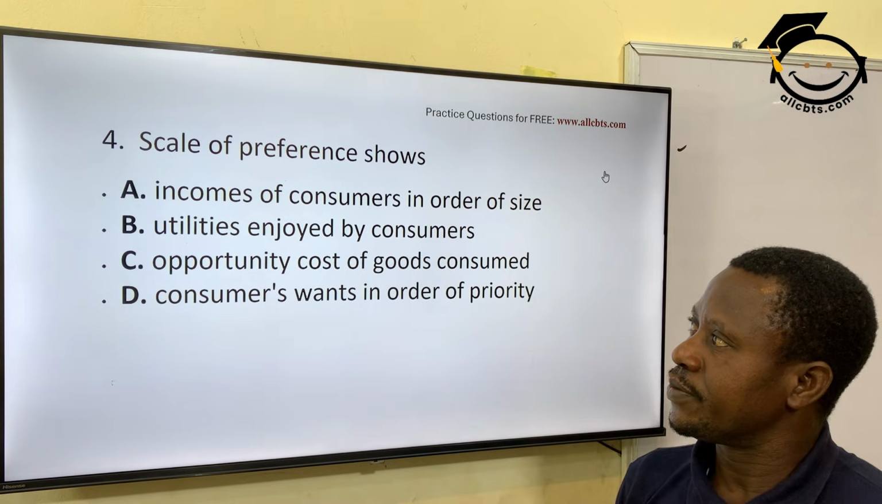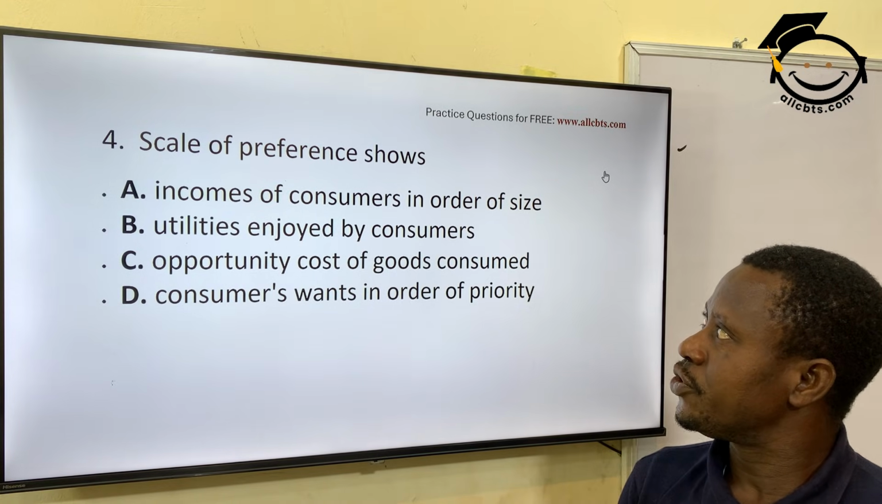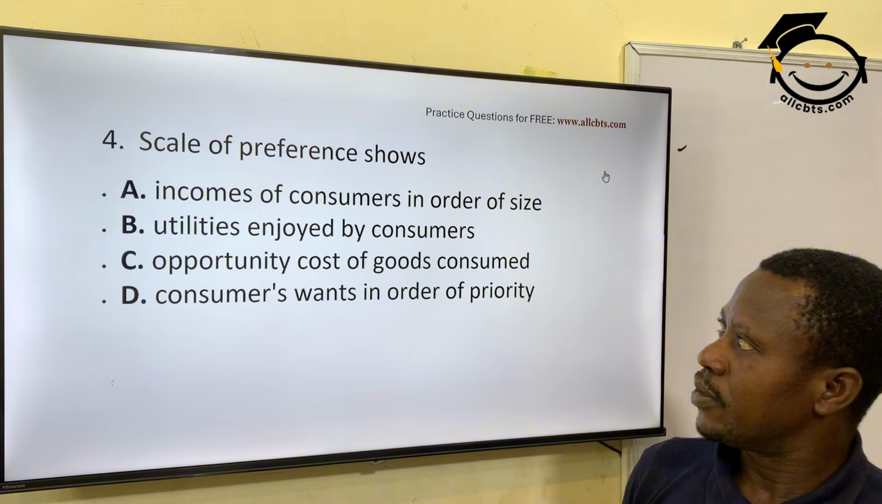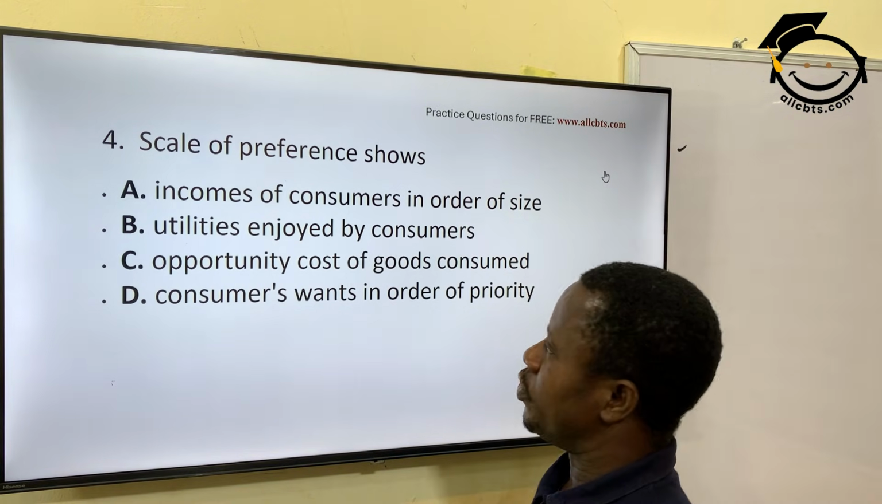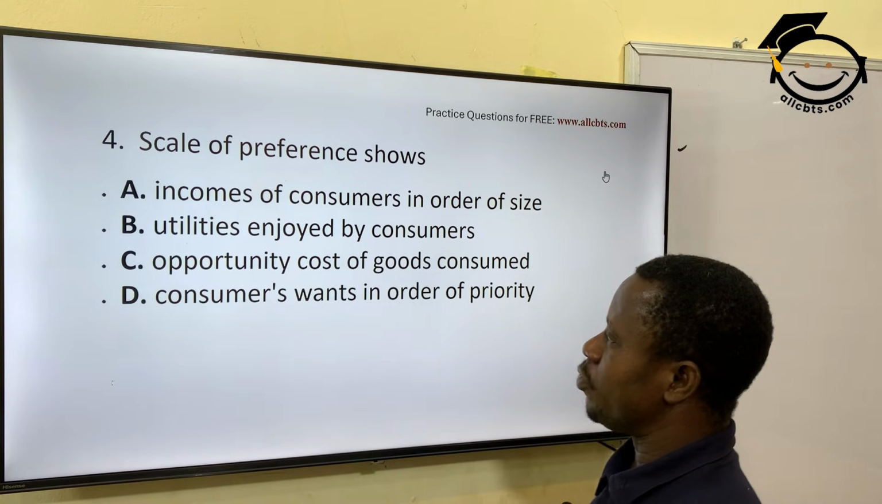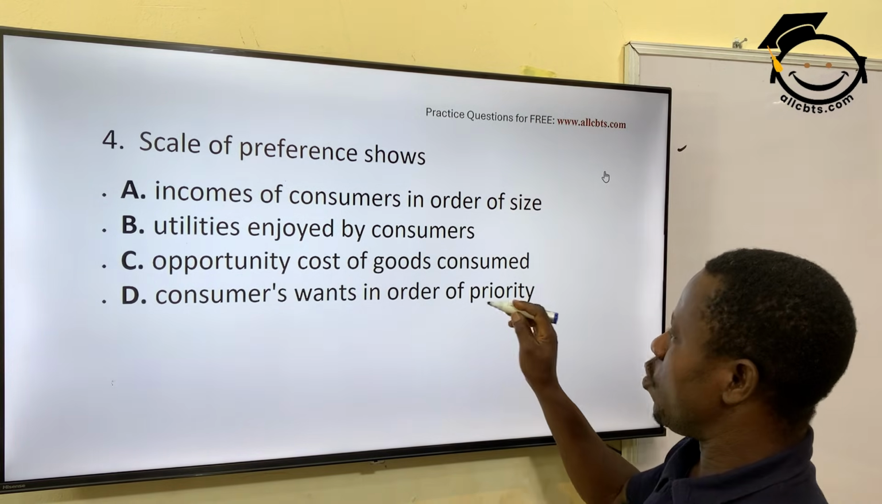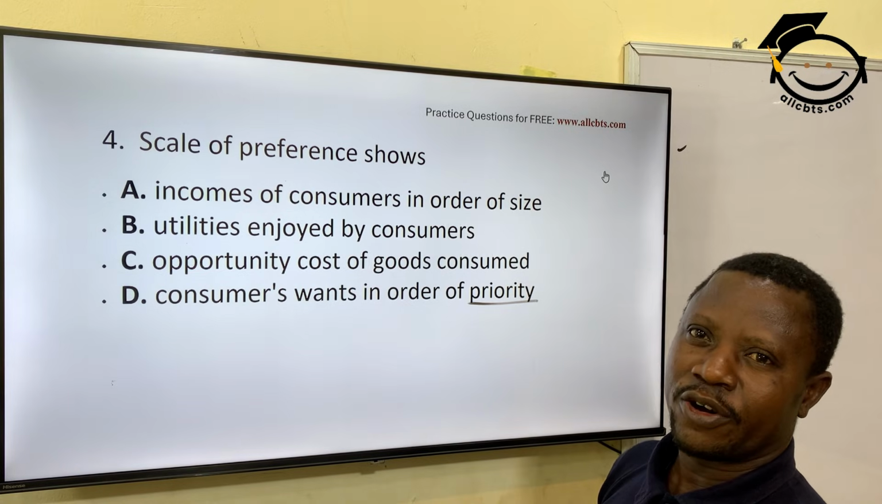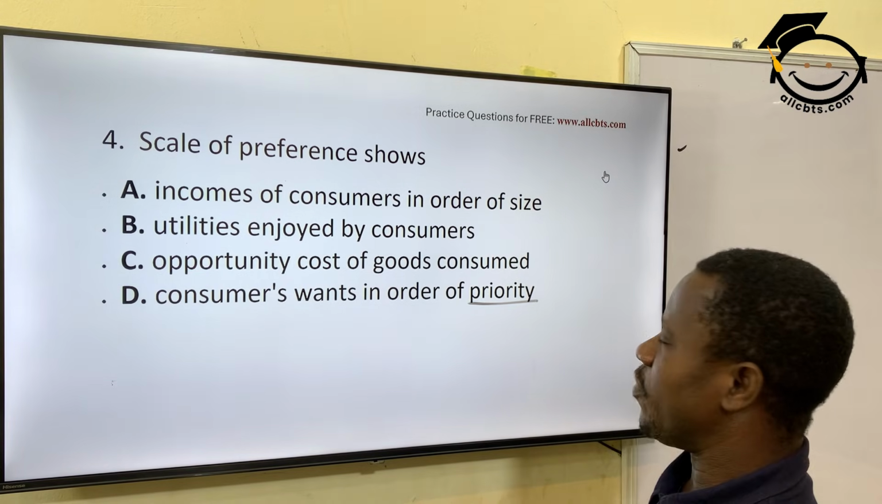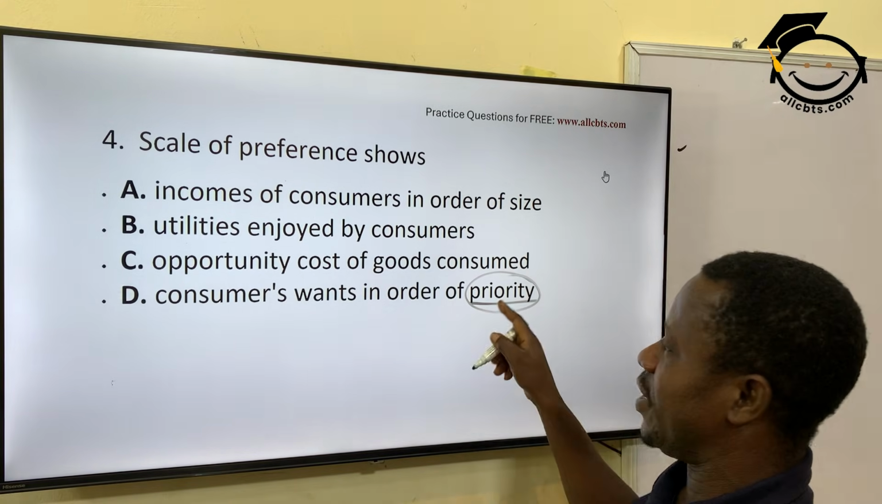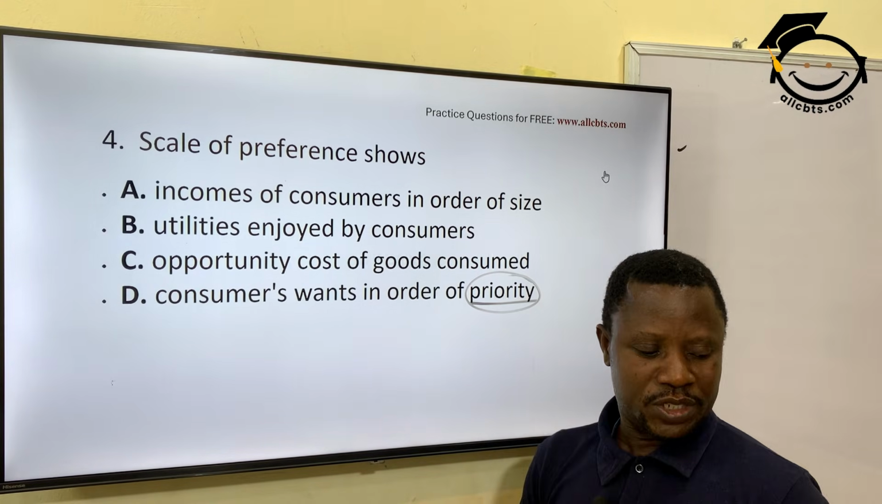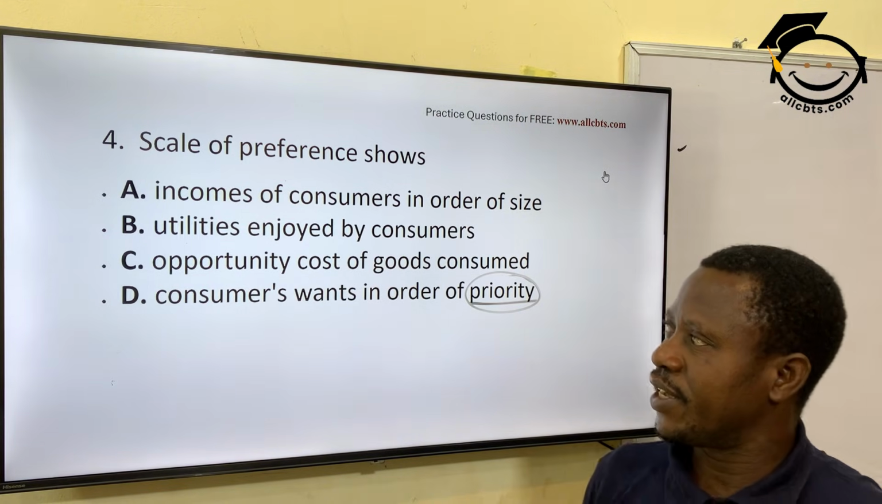The next question. Scale of preference shows incomes of consumers in order of size, utilities enjoyed by consumers, opportunity cost of goods consumed, consumers' wants in order of priority. The wants of an individual consumer in order of importance, in order of urgency, or in order of how pressing they are, that's priority. Option D is the correct answer.